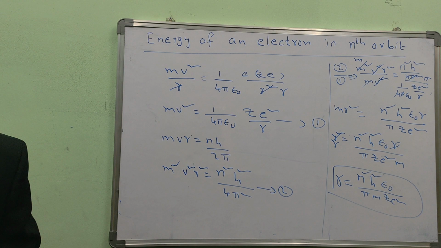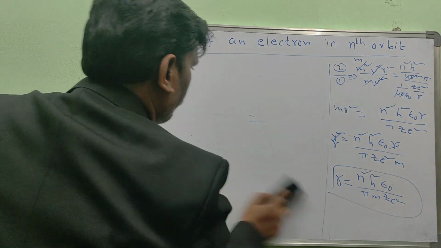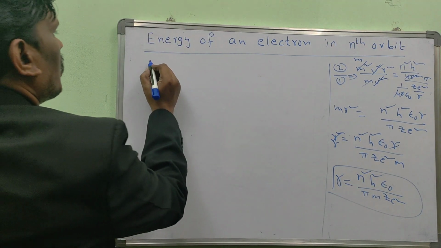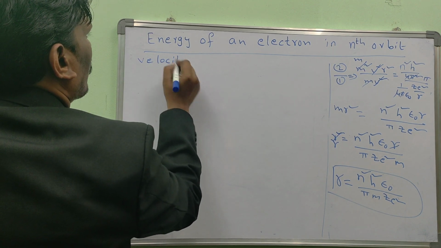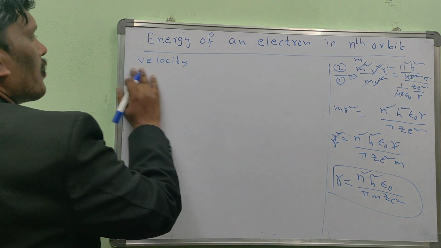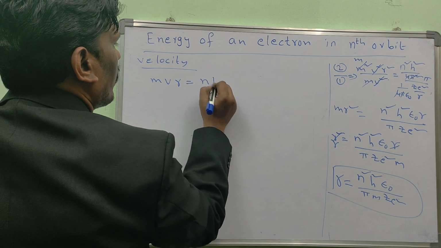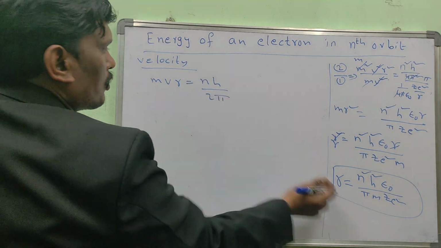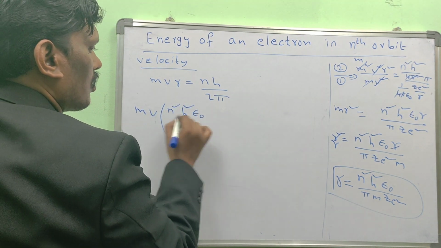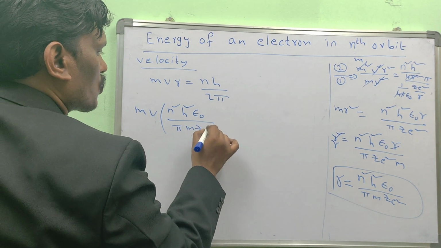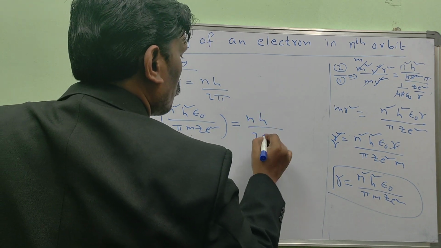Remember, the next one is how to calculate velocity. To calculate energy, I require radius and velocity both. So how to calculate velocity? We have the angular momentum formula mvr is equal to nh by 2 pi. So substitute the radius here. mv into what is the radius? n square h square epsilon naught upon pi m Z e square, that is r, equal to nh upon 2 pi.